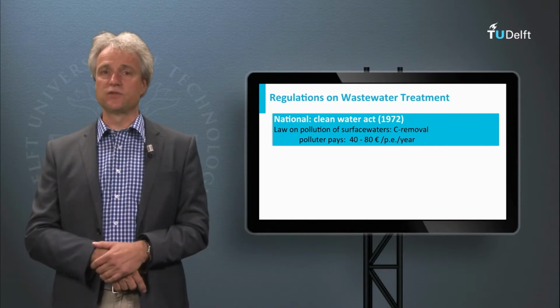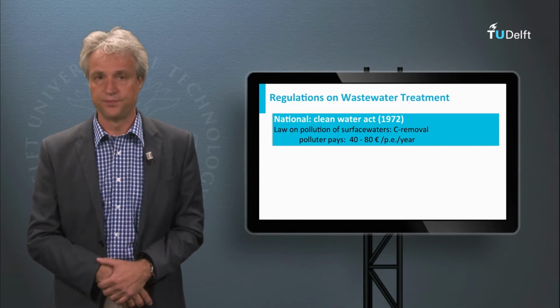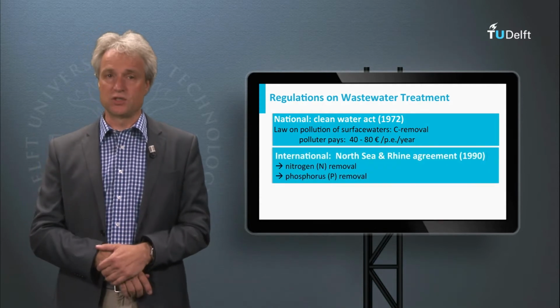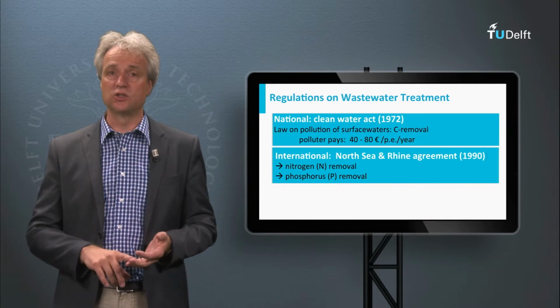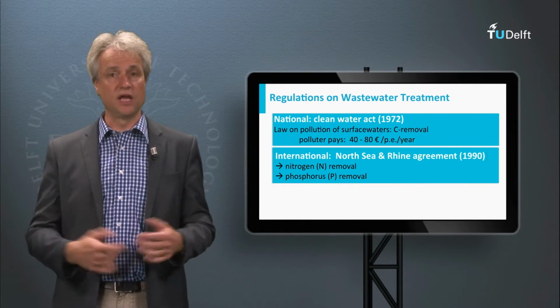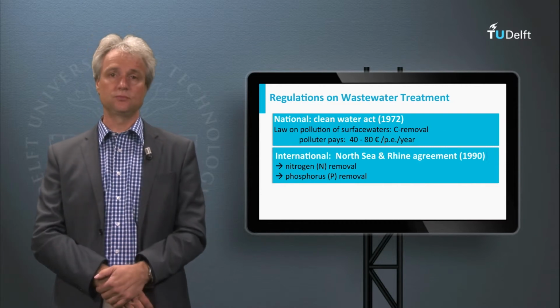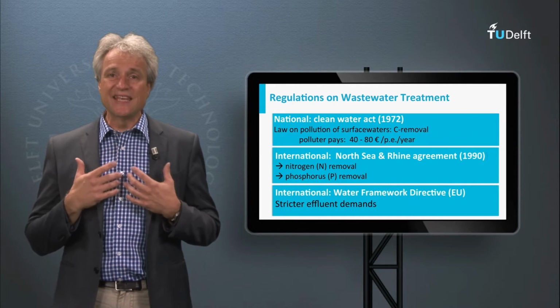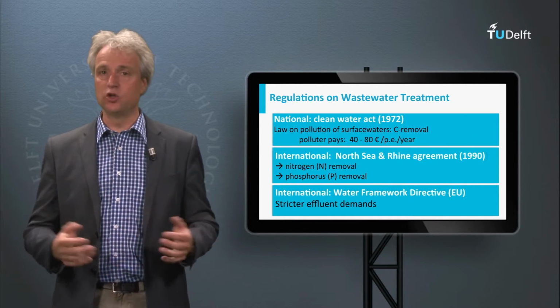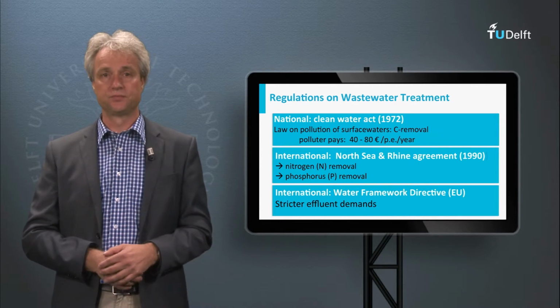The untreated discharge of organic matter was already forbidden in the Netherlands in the early 70s of the last century. However, the uncontrolled discharge of nutrients, phosphorus and nitrogen, was only regulated in the 90s, in agreement with our neighboring countries in the so-called North Sea Treaty. At present, we expect even stricter regulation as set by the European Framework Directive and adapted Dutch regulations.